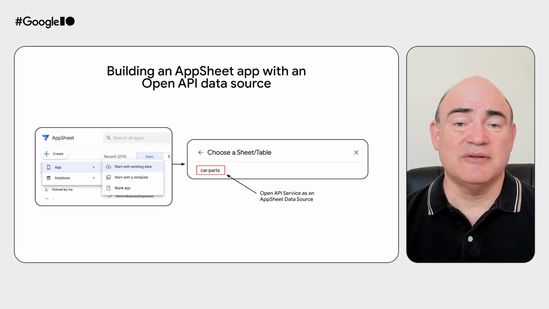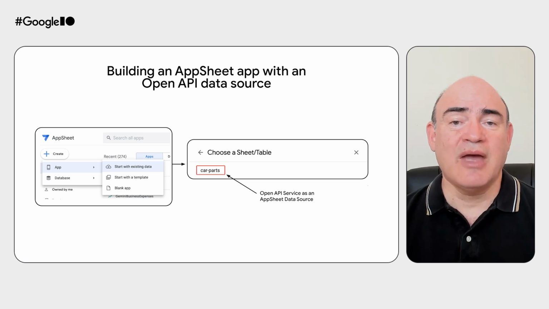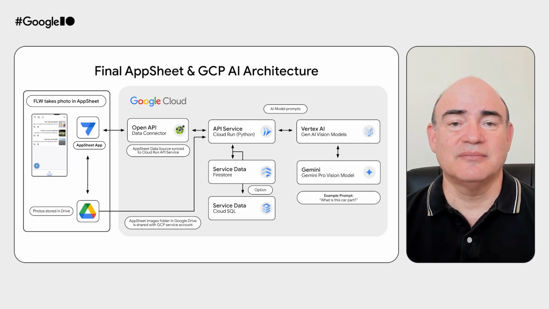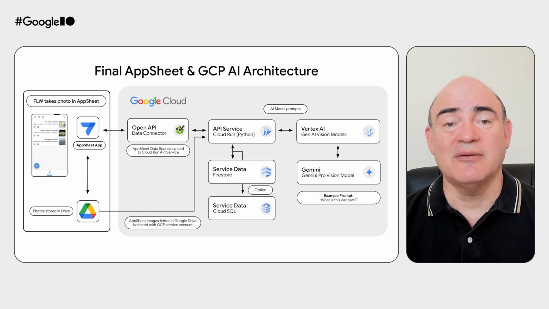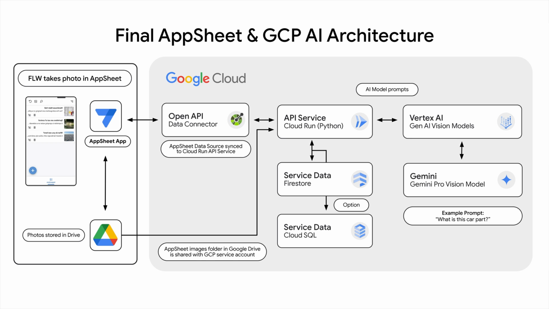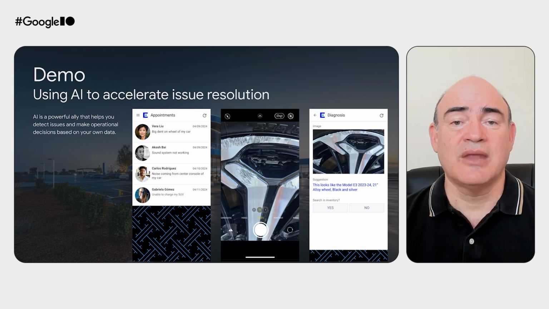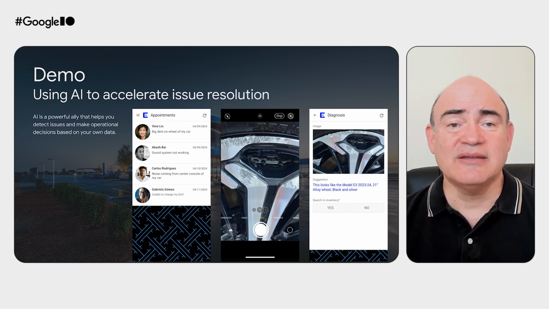Similar to other data sources used with AppSheet, we'll create a new app with existing data. And here is our final AppSheet GCP AI architecture with the newly created AppSheet app connected to our Open API/Cloud Run service. Note, the final step is to share the AppSheet images folder in Drive with our GCP project via a service account, so it can send the image to Gemini. Here's a demo that uses this exact architecture.